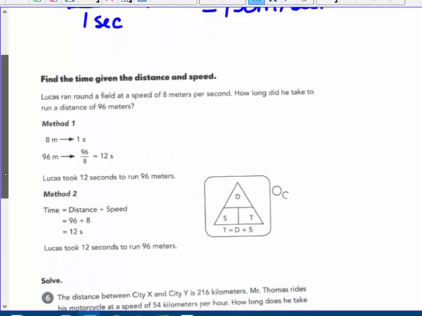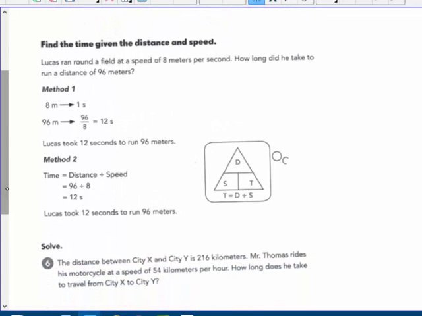Find the time given the distance and the speed. So now we're using our formula and we're solving it for time, which is equal to distance divided by speed. And there's the formula. Time equals distance divided by speed. And you can see in the little triangle, the distance, there's the fraction line, divided by speed.